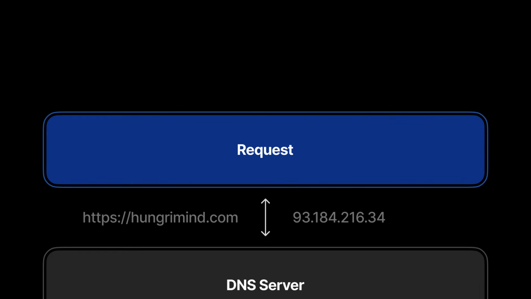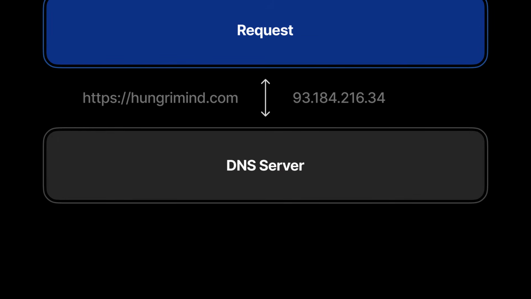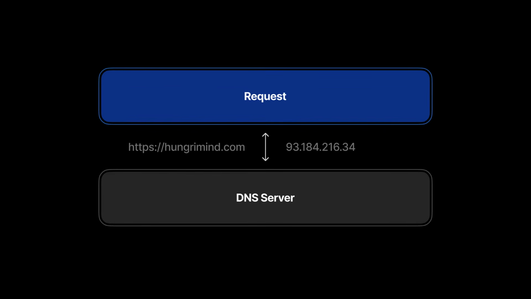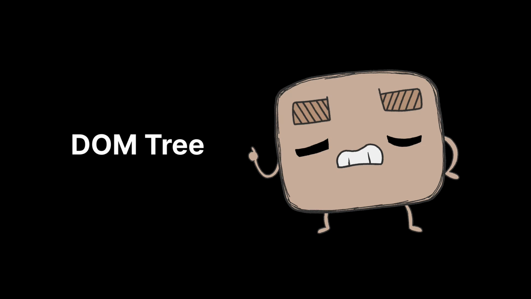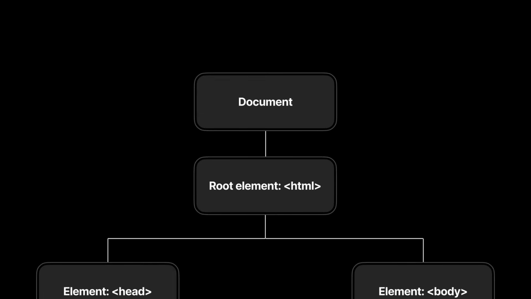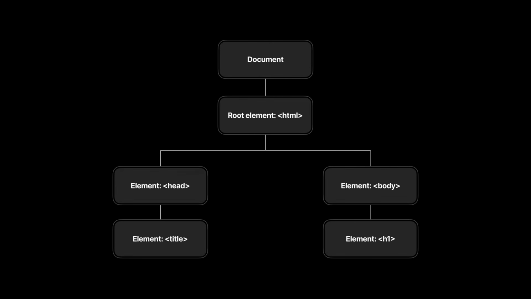You query the DNS server, asking for the IP that corresponds to hungrimind.com, and the DNS server replies with the IP. Now, your browser knows the IP address of the site, and it can connect to it and retrieve the HTML. After the browser receives the HTML, it needs to turn it into the page that you see. It does this by creating a DOM tree. DOM stands for Document Object Model, and it defines the logical structure of the web page. The DOM tree represents the HTML elements as a hierarchy of nodes. For every HTML element, there is a corresponding element node in the DOM tree.